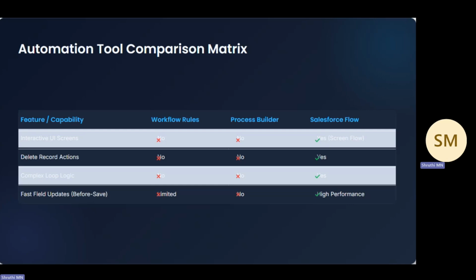For example, Flow can support interactive screens. It can perform delete record actions. It can handle complex loop logic. It can support high performance before save field updates. So Flow gives us a much broader automation capability. That's one reason Flow has become so important for Salesforce professionals. The comparison matrix on slide 7 shows these capabilities across workflow rules, process builder, and Salesforce Flow.